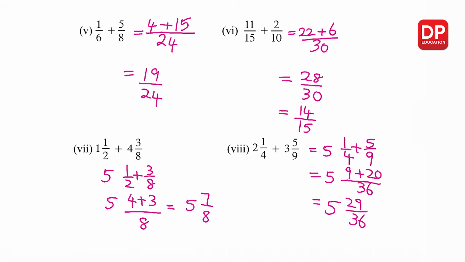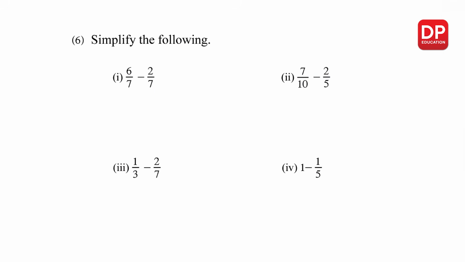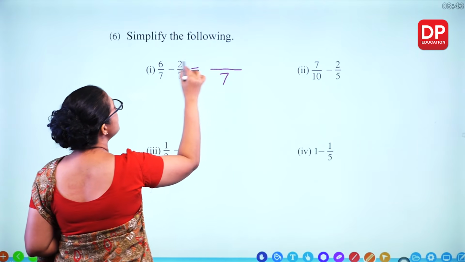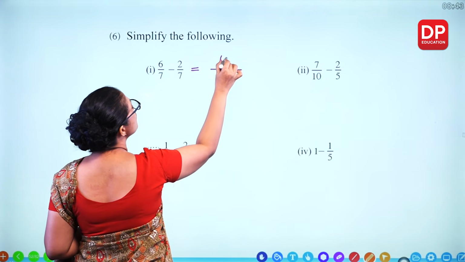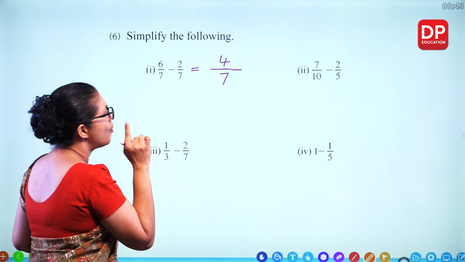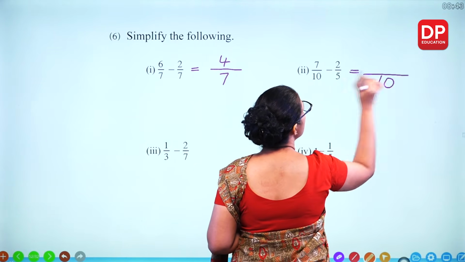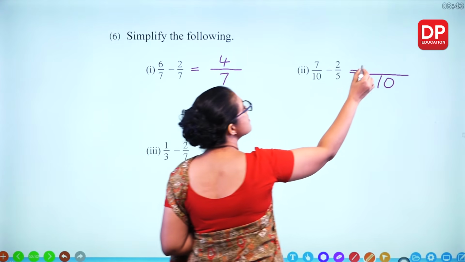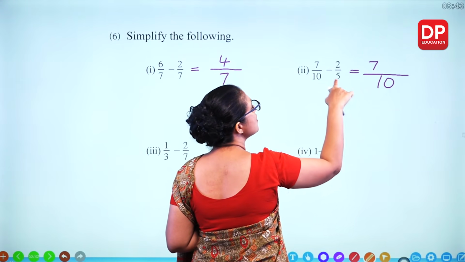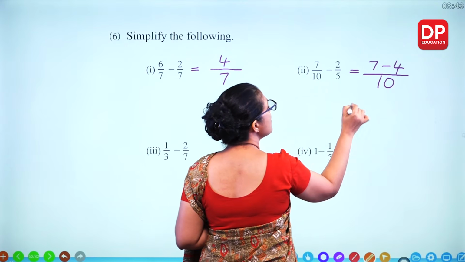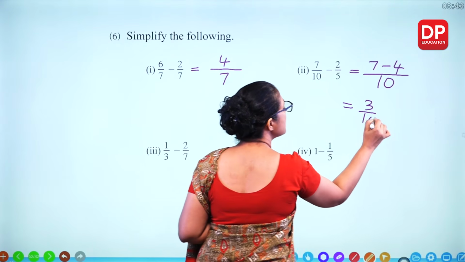Simplify the following. So subtraction. Same denominator, just subtract the numerator. 6 minus 2, you get 4. Now here different denominators. Convert to the same. Lowest common multiple is 10. 7 is there. Convert this one. 5 times 2. So 2 times 2, 4. 7 minus 4, you get 3.